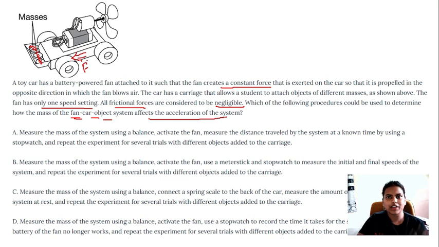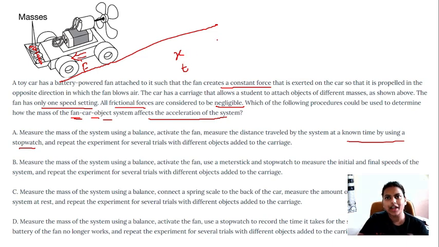First I will measure how many masses I am putting in this tray, and then I will activate the fan. I will measure the distance, how much distance it traveled. So it is basically distance x it traveled, and we also know the time because using the stopwatch we can measure the time as well. Repeat the experiment, and with the help of x and t we are able to find the acceleration.